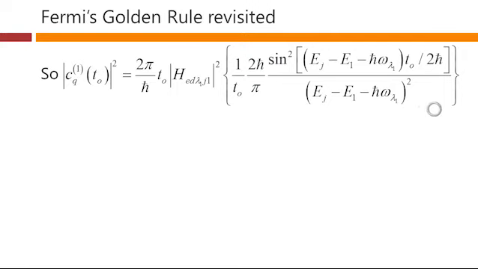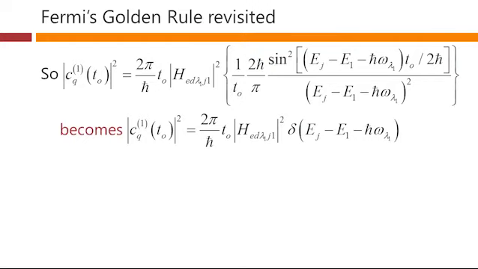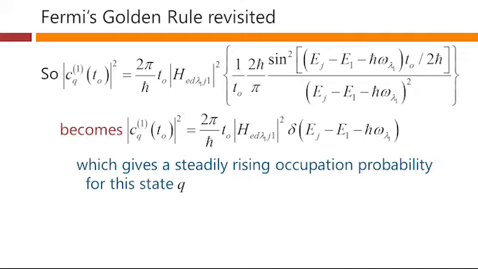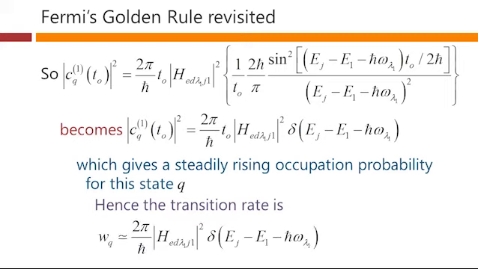So this expression here can be rewritten, turning this into a delta function, and hence we have the expression that is essentially our Fermi's golden rule, with one final step to complete. This gives a steadily rising occupation probability for this state Q as we consider longer and longer times T naught. Therefore the transition rate will be this probability divided by T naught, and that gives us our transition rate here. So we've re-derived Fermi's golden rule rather quickly here. And this is our transition rate.